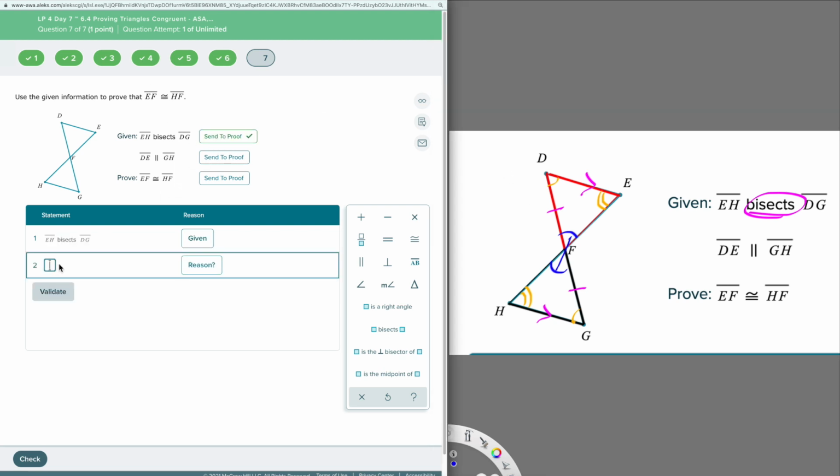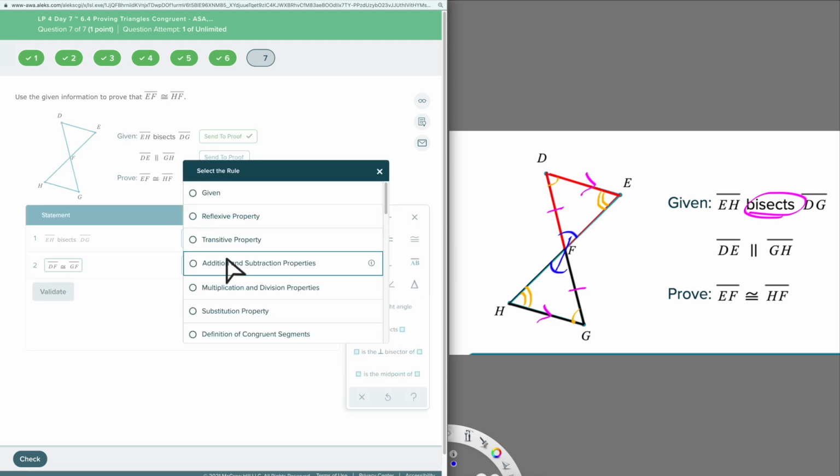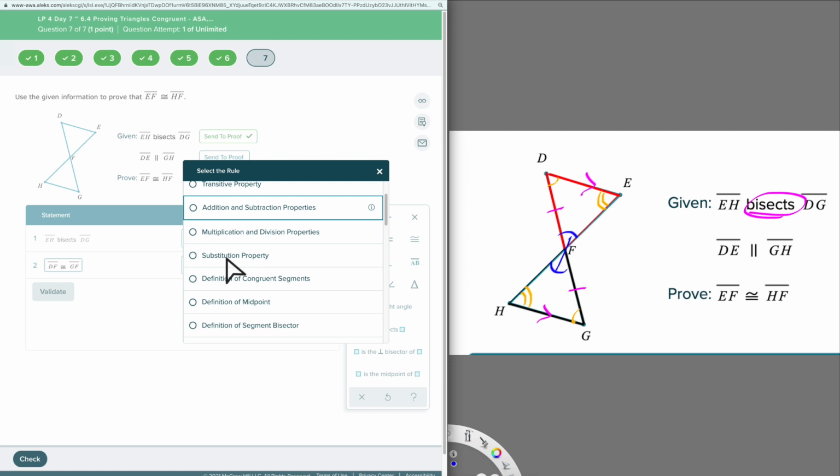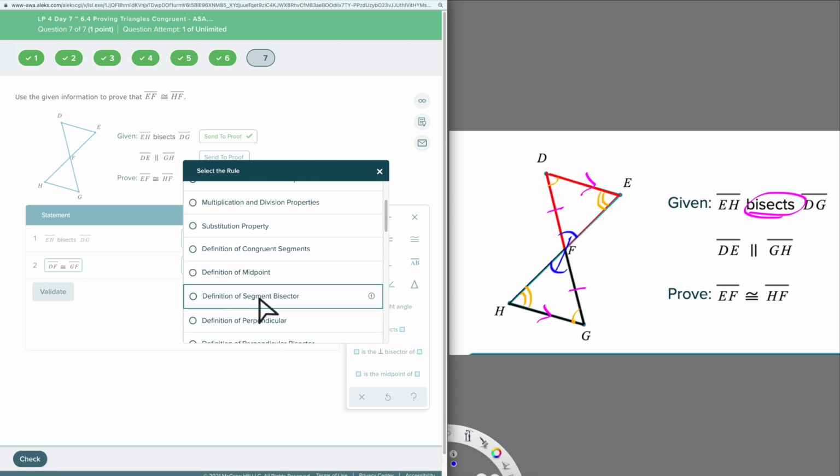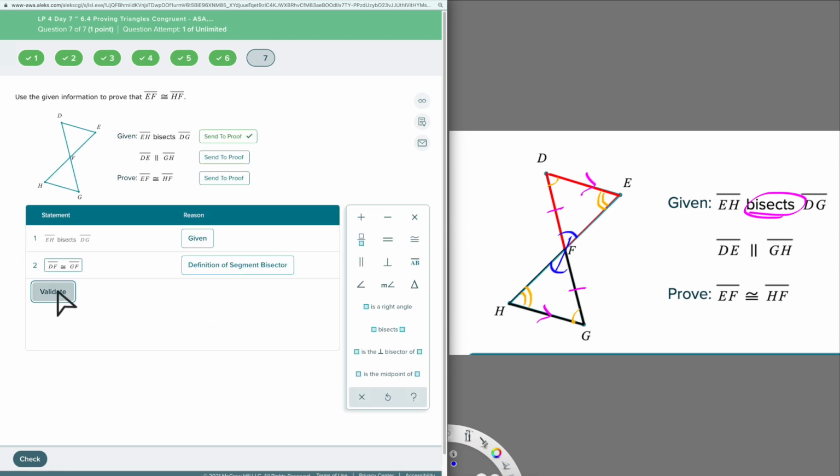I'm doing this in pieces, so now I can define, okay, what does this do to my diagram? This means that segment DF is congruent to segment GF. And that is because I'm defining that segment bisector. So definition of segment bisector. All right.